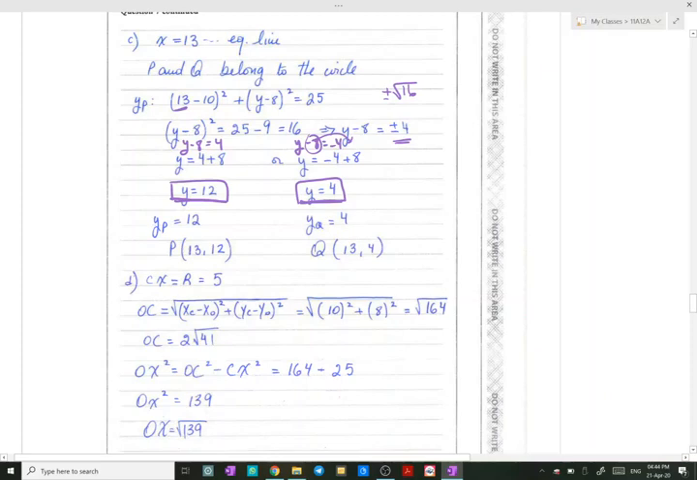CX is the radius, 5. We need only to find OC. The length of OC we can find because O is the origin and we have its coordinates, and C we already found in part A. So we find the length of OC using the formula square root of x of C minus x of O, squared, plus y of C minus y of O, squared. Using algebra, we plug in the numbers and find OC, the distance from O to C.